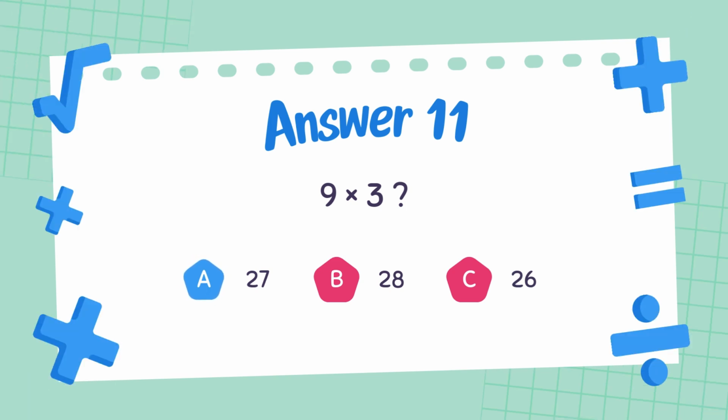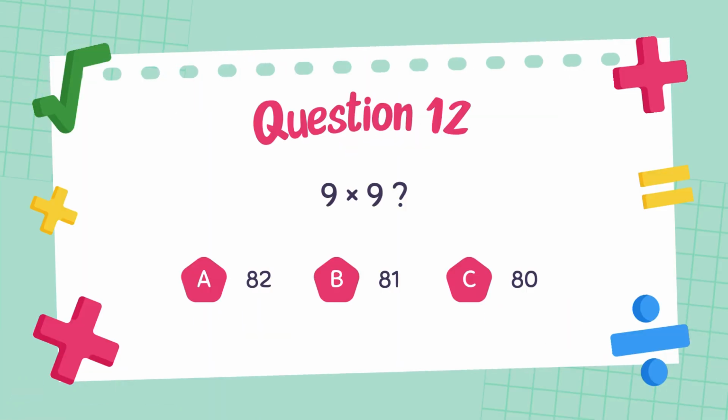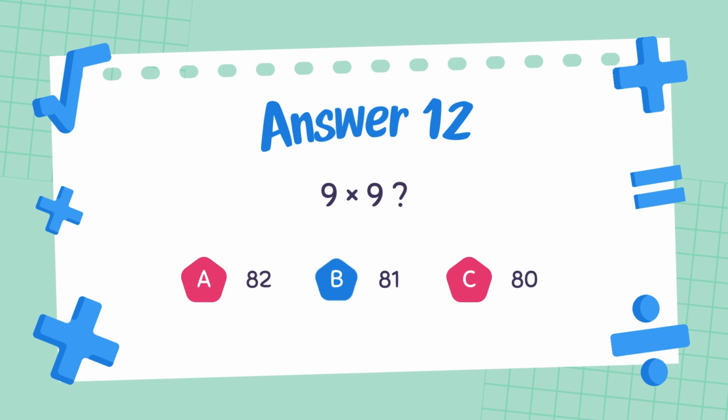Fantastic. Question 12. What is 9 times 9? Is it A, 82, B, 81, or C, 80? The answer is B, 81.